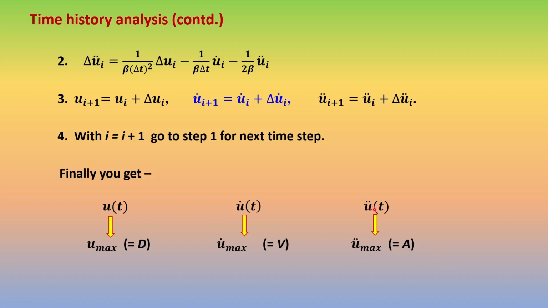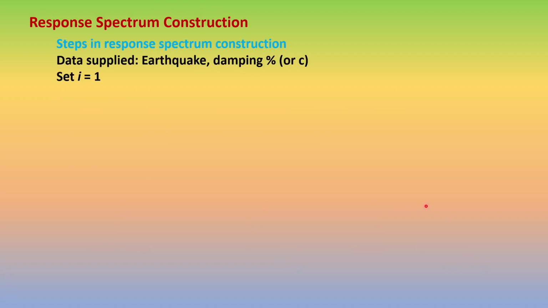Though u double dot is not exactly equal to a, and u dot is not exactly equal to v, as we go with the peak value of d and derive those values with omega d, omega square d, etc., we get these peak values of velocity and acceleration in the form of spectral or pseudo values. Now, in the response spectrum construction, those time history steps will be required. So the data supplied are the earthquake that is given, and the percentage damping or damping coefficient is given.